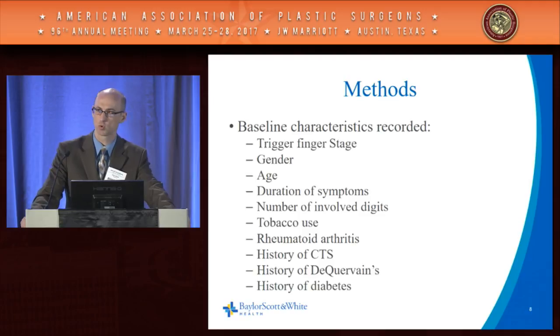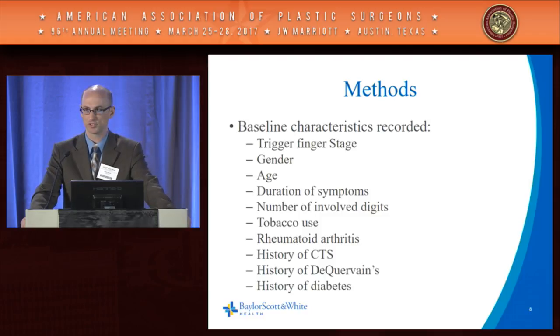Baseline characteristics were noted for every patient that entered the study. These are listed here. Obviously, we are particularly interested in stage and the number of involved digits, but also gender, age, duration of symptoms, tobacco use, rheumatoid arthritis, carpal tunnel syndrome. Diabetes, of course, has been strongly associated with trigger finger, so we were very interested to see if that had any impact on response to steroid injection.